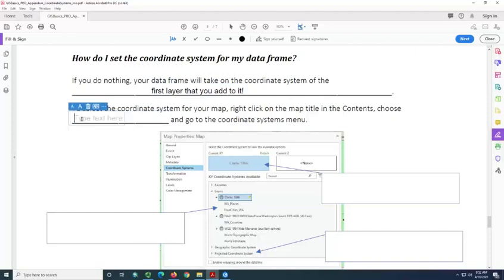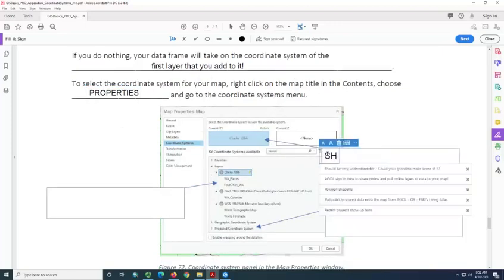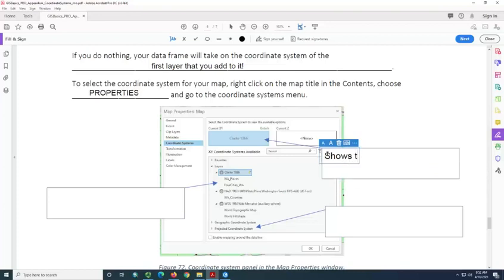I'll capitalize that to make it stand out. Okay, so just like we did. And then let's see. So that little pane there shows the current coordinate system of the map. All right.